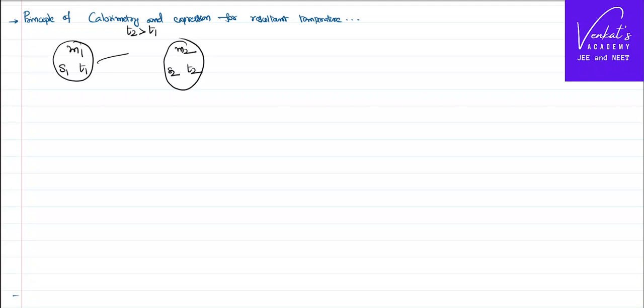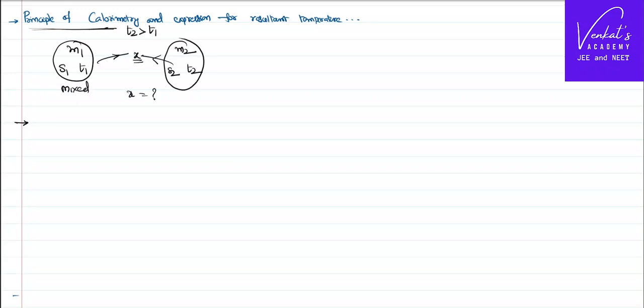When these two are mixed with each other, you will get a new temperature X. What is the value of that temperature? We can find out using the principle of calorimetry. That's the point that we would like to talk about.